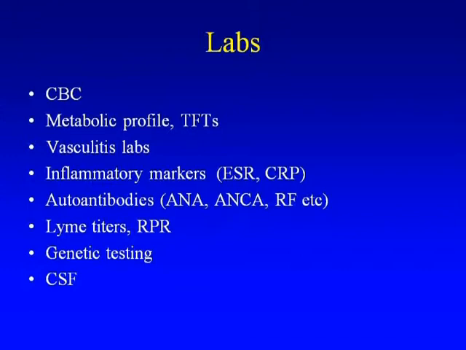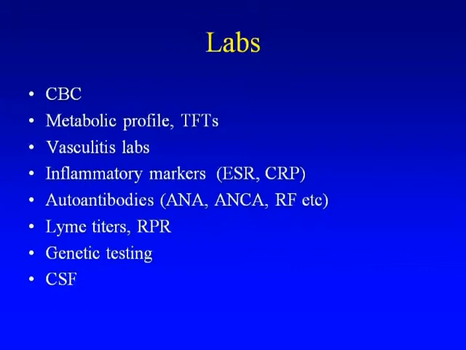Inflammatory markers, ESR, CRP, are good to rule out temporal arteritis. Lyme titers, because chronic Lyme disease can present sometimes with a chronic headache. RPR test. Now, genetic testing we use for a distinct type of migraine, which is called hemiplegic migraine, and you can actually test for 3 genes, for what we call familial hemiplegic migraine.